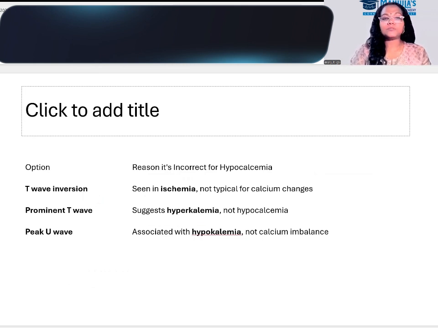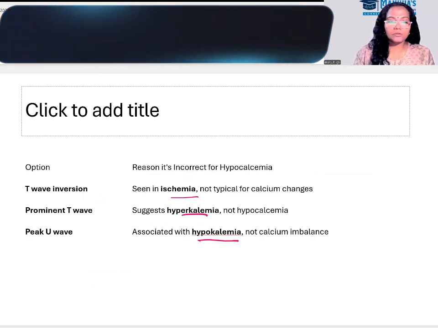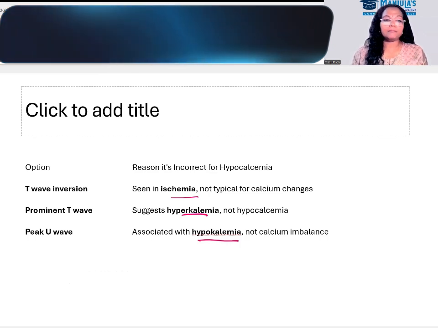So what are the other options given? T-wave inversion is seen in ischemia and not in calcium changes. Prominent T-wave is seen in hyperkalemia, not in hypocalcemia. Peaked P wave, where is it seen? It is not seen in hypocalcemia. So the electrolyte imbalances and the ECG changes associated with them are a very, very important area for you to keep in mind.